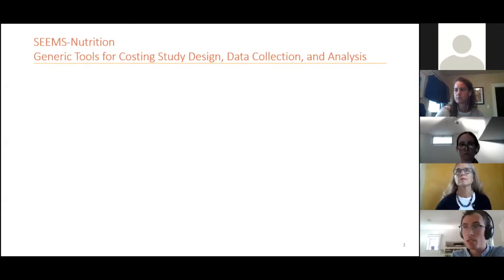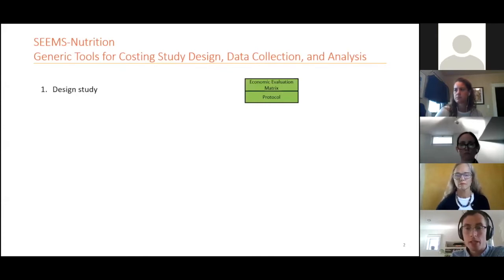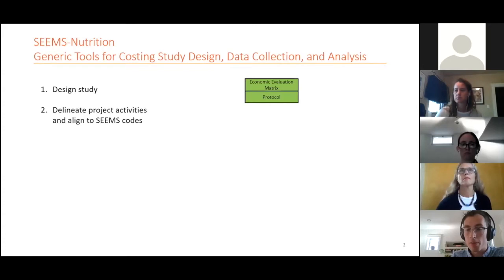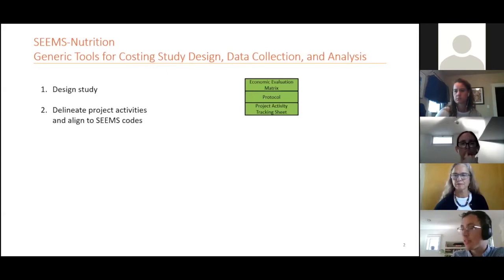So the first step is to design a costing study. We've developed a matrix to guide investigators in defining the parameters and scope of your economic evaluation and your costing study. And we have a generic costing study protocol, which delineates common data collection methods and analytic approaches. The second step is to clearly describe the activities of your complex program. We have a program activity tracking sheet, which helps investigators to describe those complex activities, map them to a standardized set of activity codes, and identify sources of cost over the life course of the project.